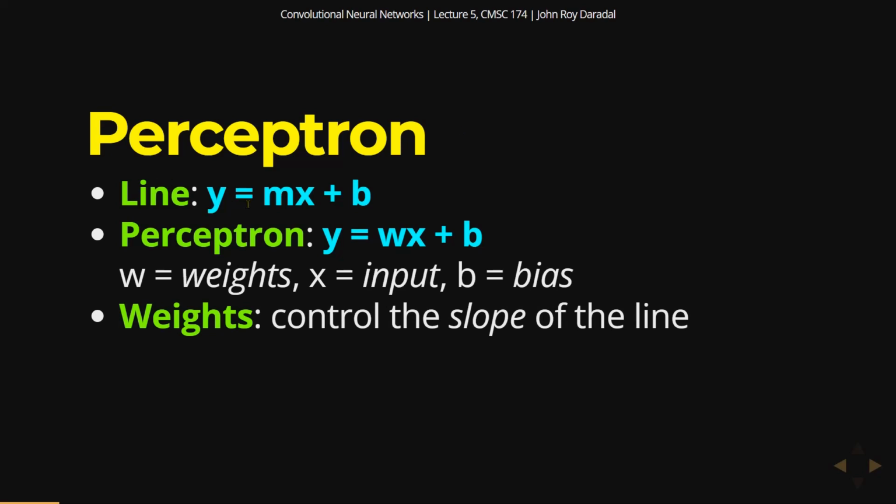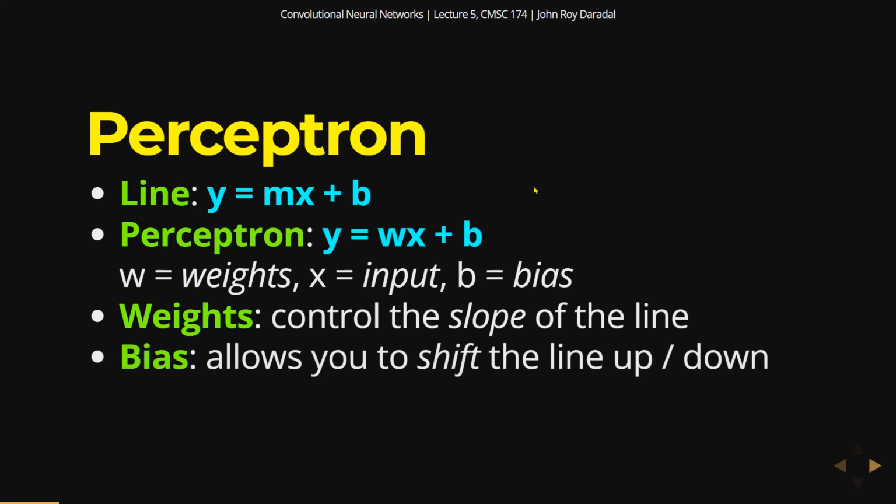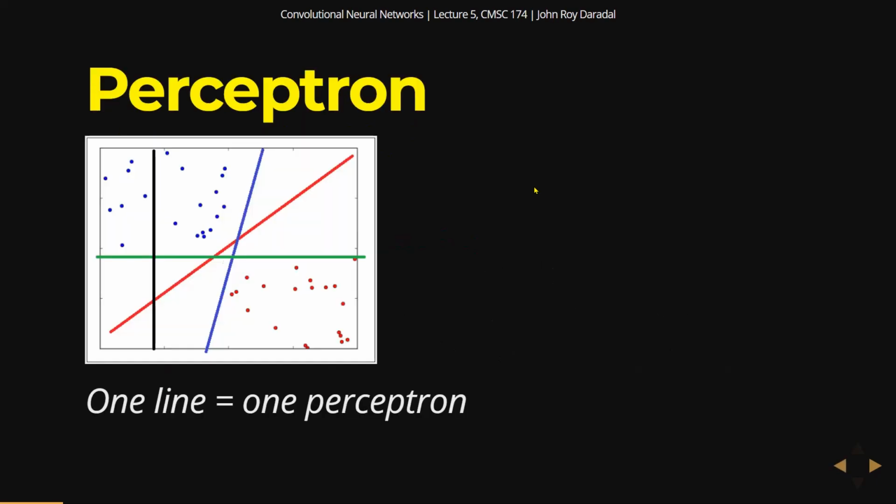So you'll notice that it has a very similar form to the line, and because of that, if m is the slope, w, which is the weight, also controls the slope of the line. So it controls whether the line is steep, or is it kind of flat, or the angle of the slope, basically. And the bias will allow you to shift the line up or down. Okay, so for example, here we have 4 different perceptrons. So for example, the black, the green, the red, and the blue perceptron.